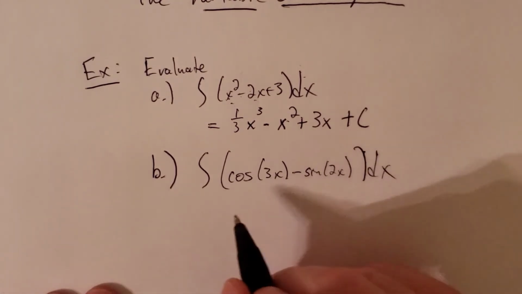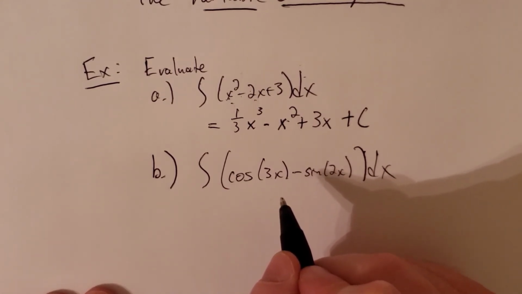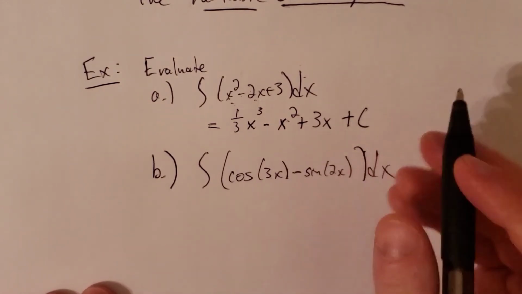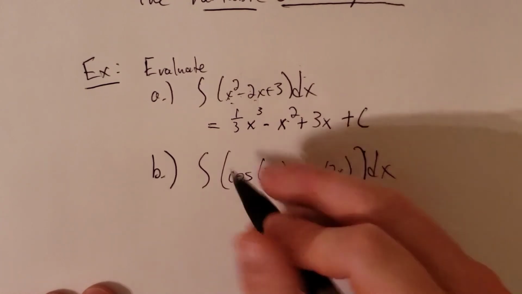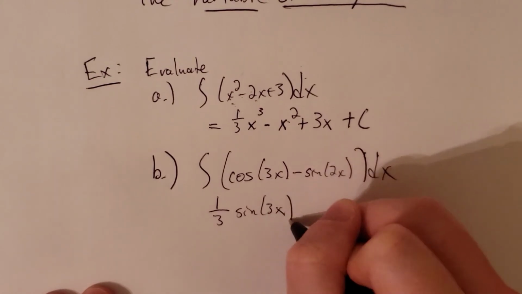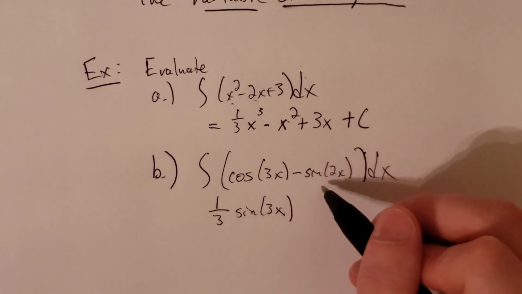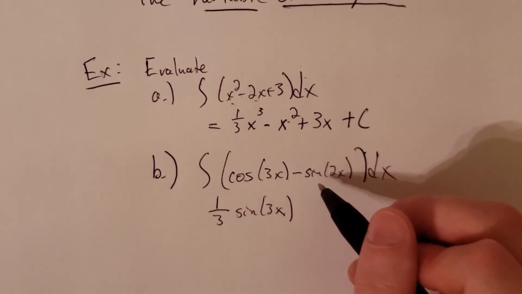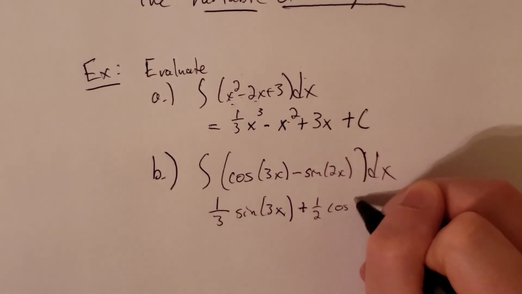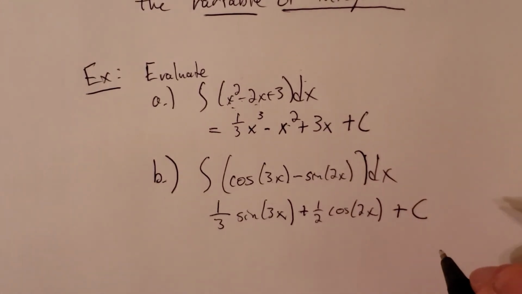But we should just recognize then that the derivative of sine is cosine, so the antiderivative of cosine is sine. So the antiderivative of cosine of 3x is 1/3 sine of 3x. And the derivative of cosine is negative sine, so the antiderivative of negative sine is cosine. So this is going to be plus 1/2 cosine of 2x. And then, of course, we need to add some constant c here.